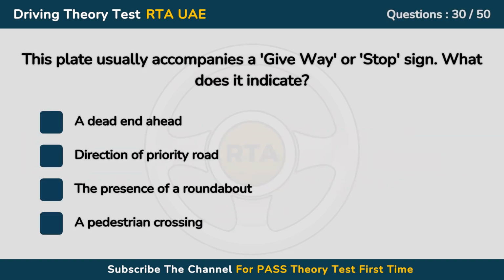Question 30. This plate is usually under a give way or stop sign. What does it indicate? A. A dead end ahead. B. Direction of priority road. C. The presence of a roundabout. D. A pedestrian crossing.